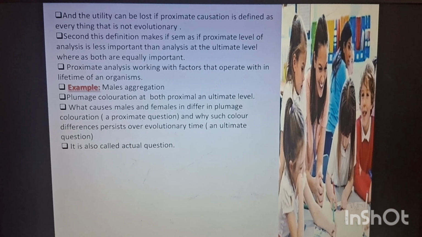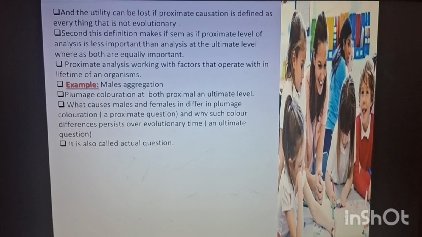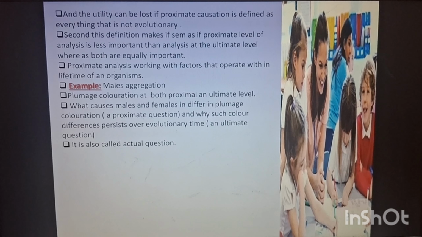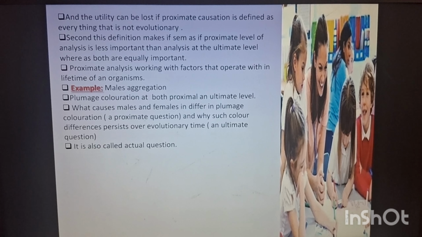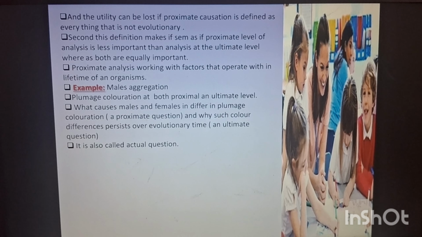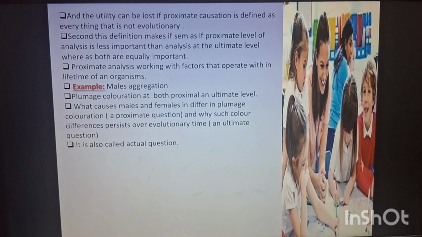Proximate analysis works with factors that operate within the lifetime of an organism. Example, male sex differences in plumage coloration at both the proximate and ultimate level. What causes males and females to differ in plumage coloration? This is a proximate question. And why do such color differences persist over evolutionary time? It is an ultimate question. It is also called an actual question.